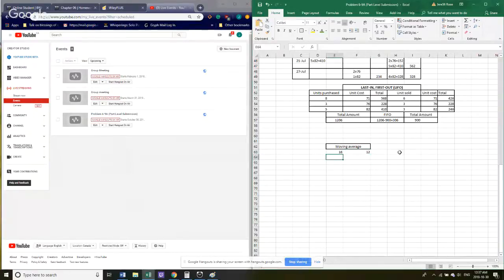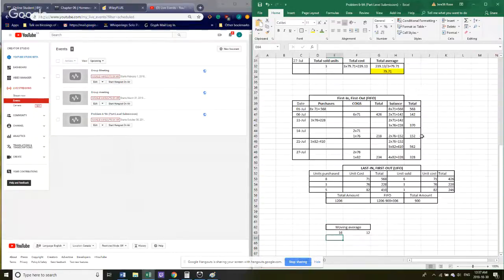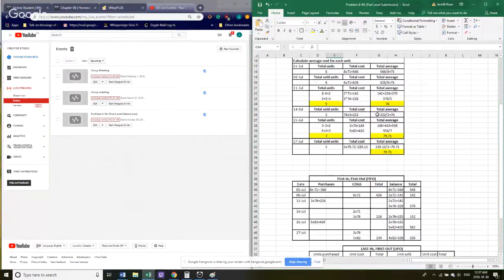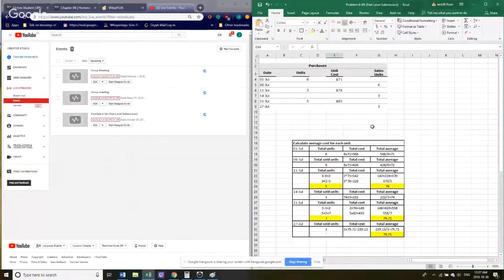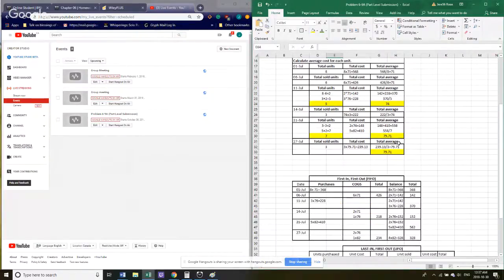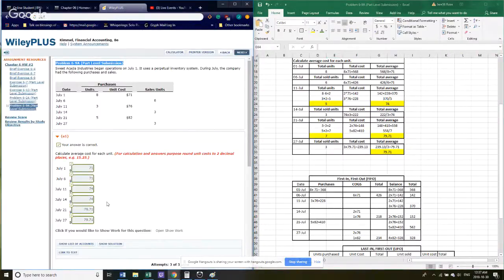So the moving average means that every single time units are going in, units are going out, right? There's always going to be a cost difference, which we figure out by doing the averages. So what we did here is that we calculated the total average, which was at the end, 79.71. And that was the last average that we got right here.